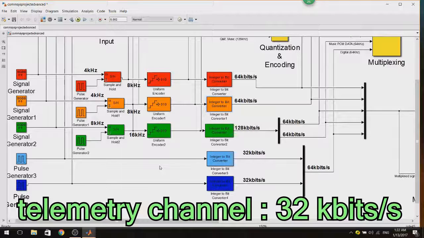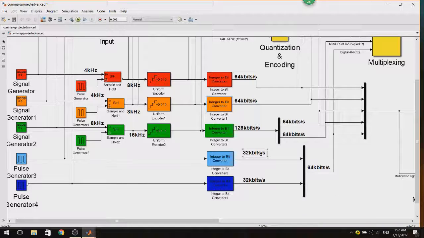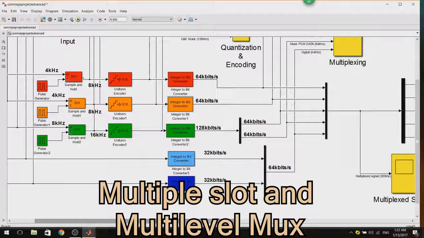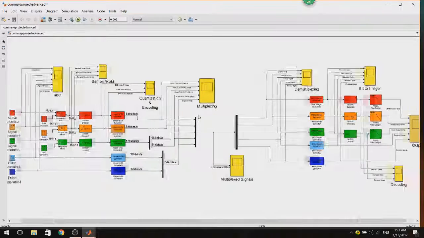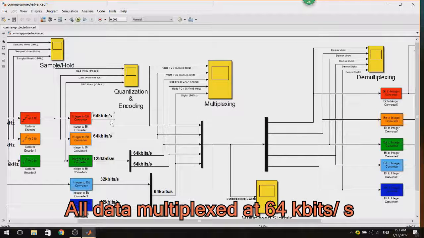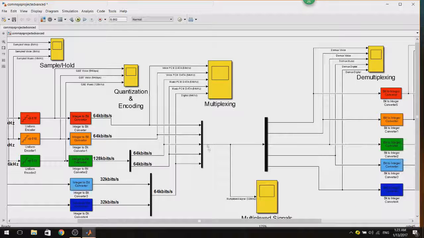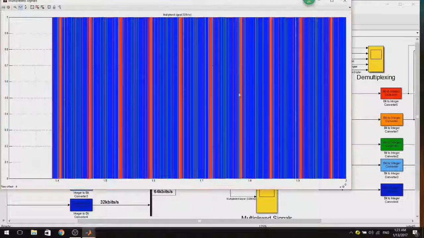For the telemetry, you can go straight to 2 kilobits per second, and the digital input can be converted directly to 2 kilobits per second. Then we use multi-slot and multi-level marks to obtain the full rate of 64 kilobits per second. We use multiple slot and multiple level marks. In the multiple level, you can see it's very colorful because there are many signals inside the channel.